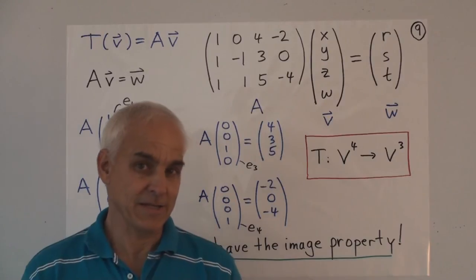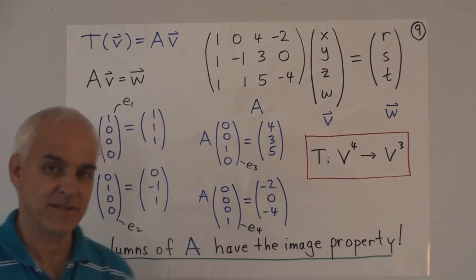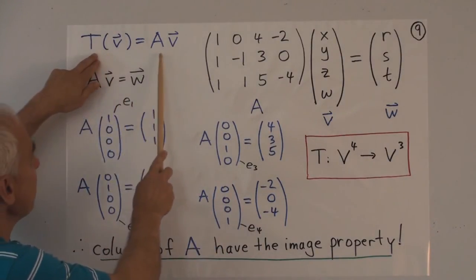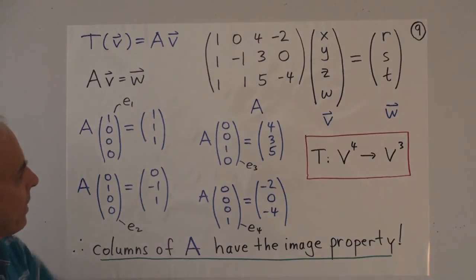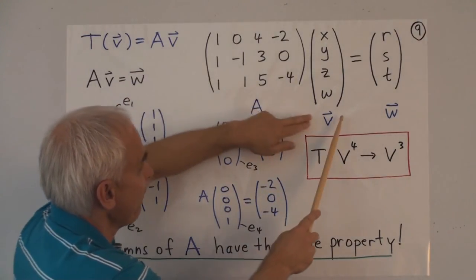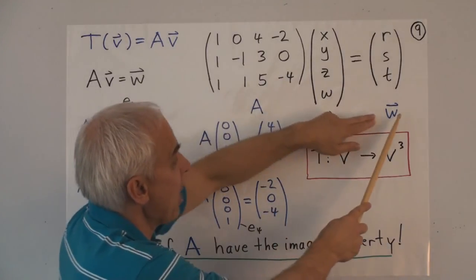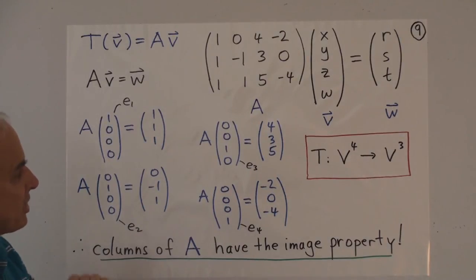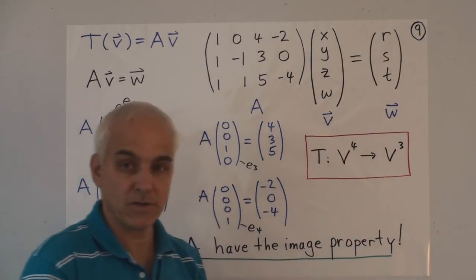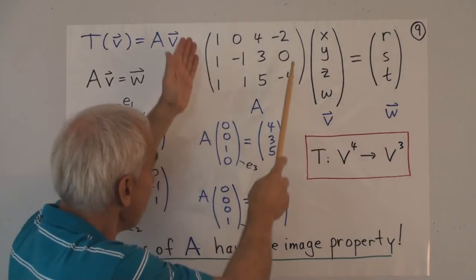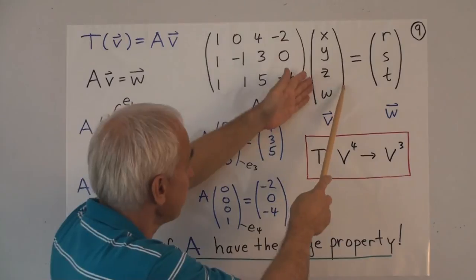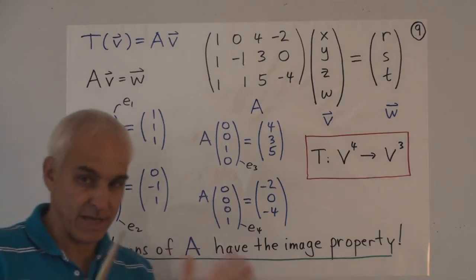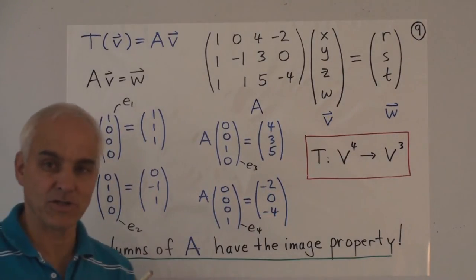Okay, so how are we going to find or describe this space, the image of T? There's a linear transformation, T of V equals A times V. There's a matrix A. There's a vector V in 4-dimensional space. There's an output vector W in 3-dimensional space. We're interested in finding those 3-dimensional vectors which are actually the result of applying A to some vector in 4-dimensional space.